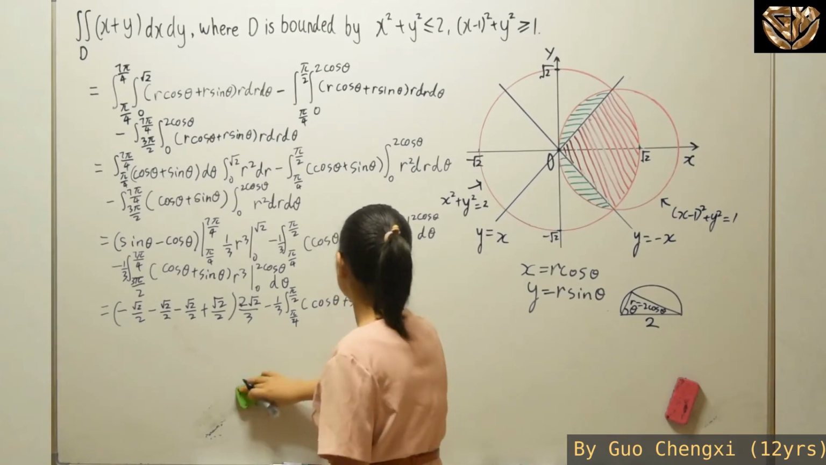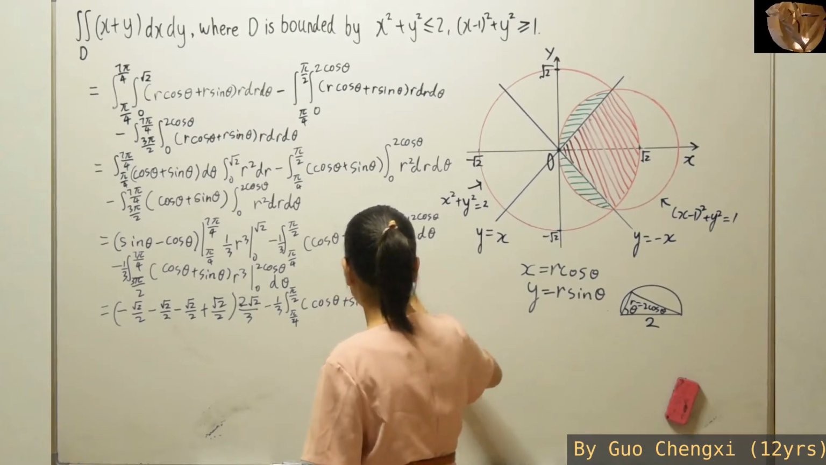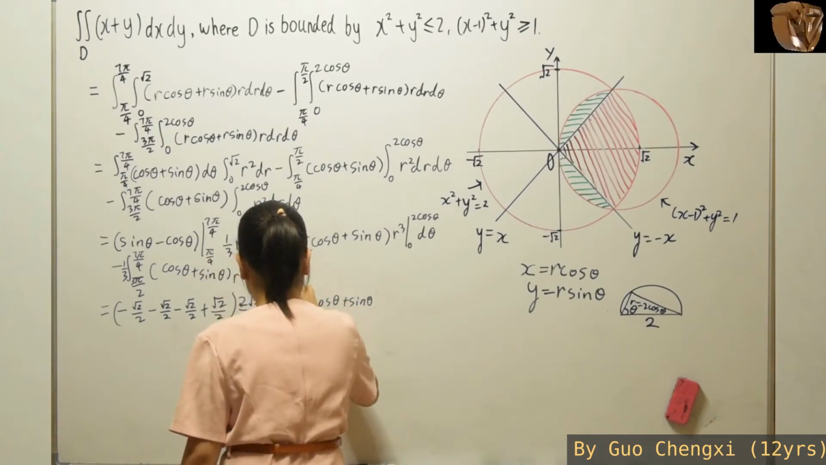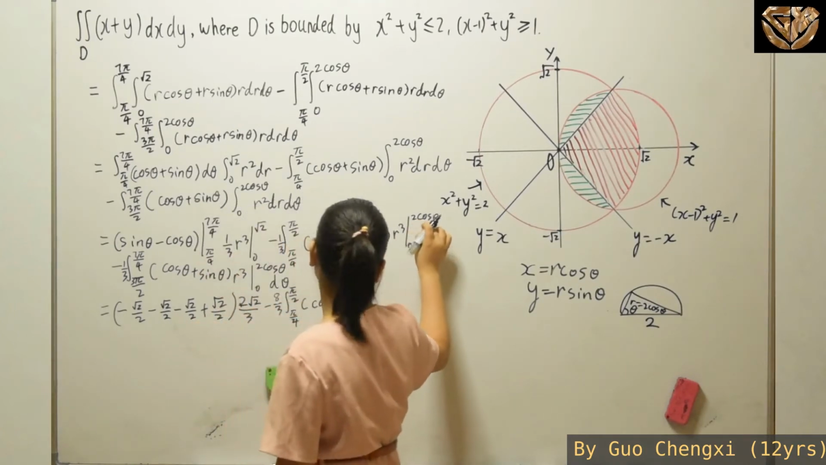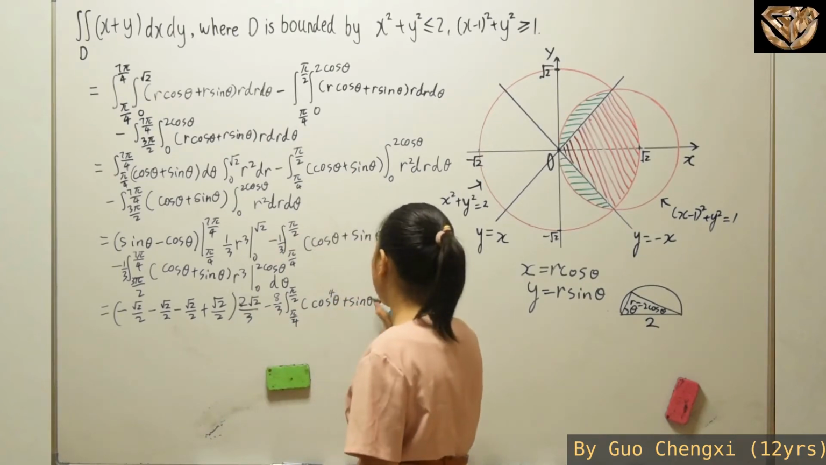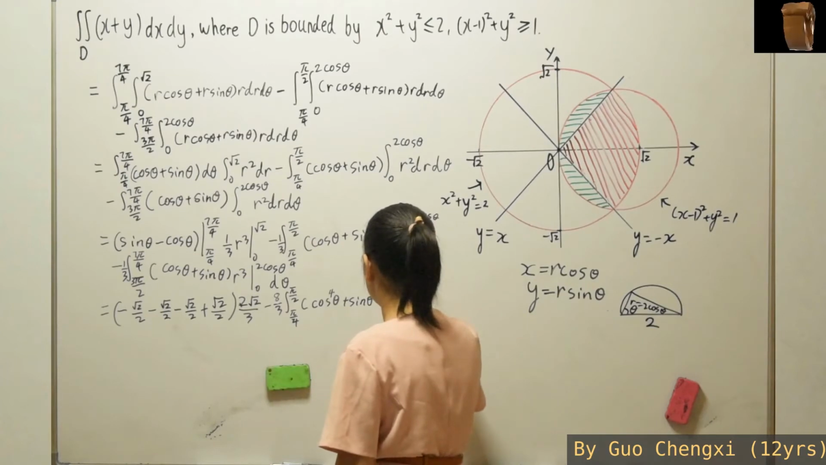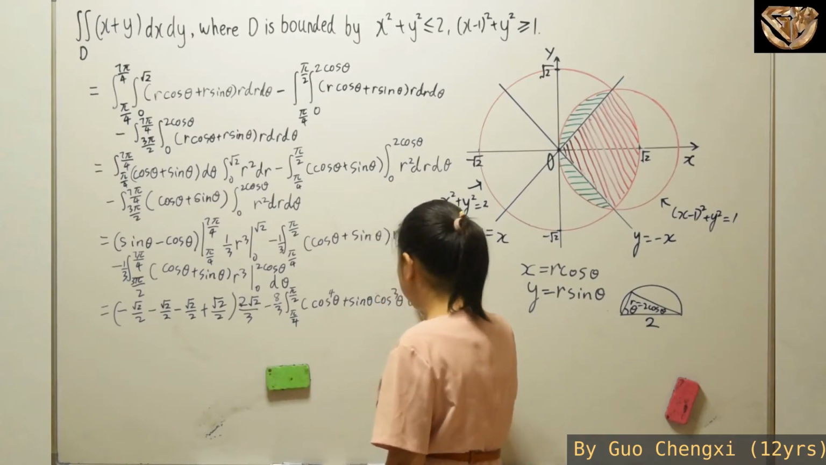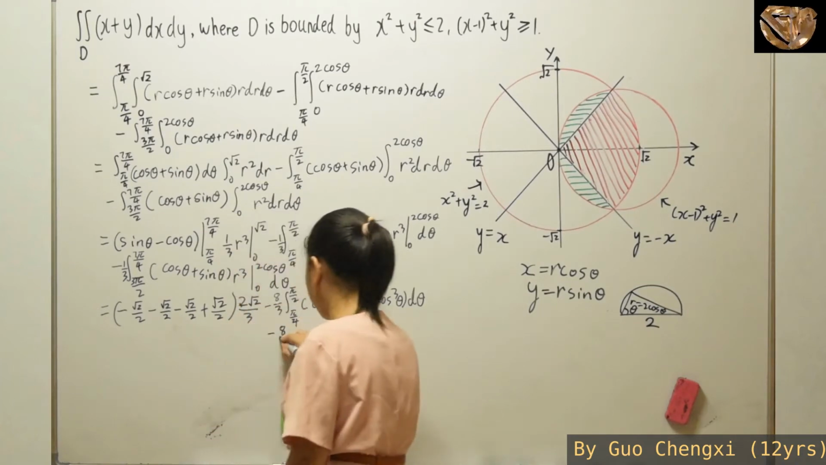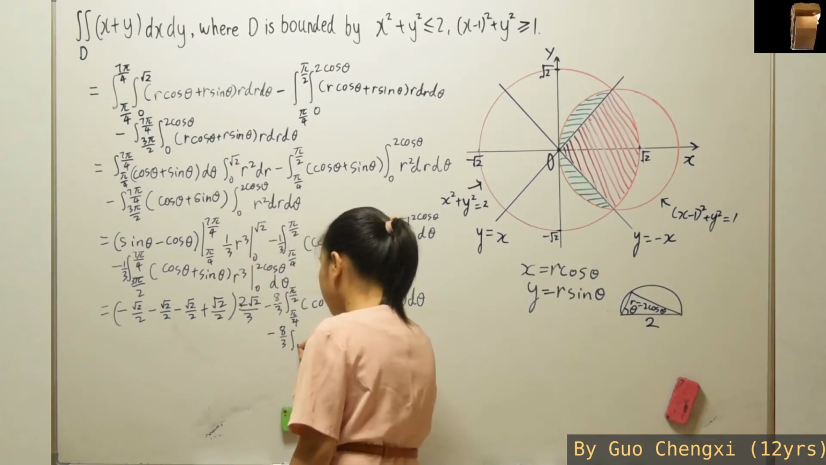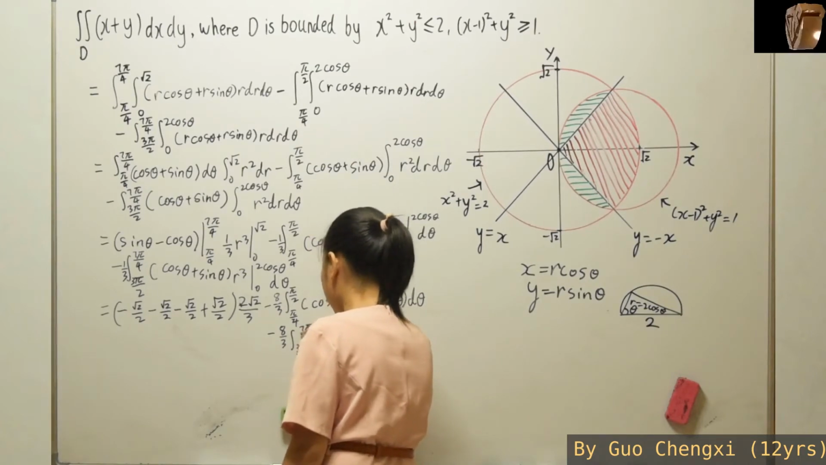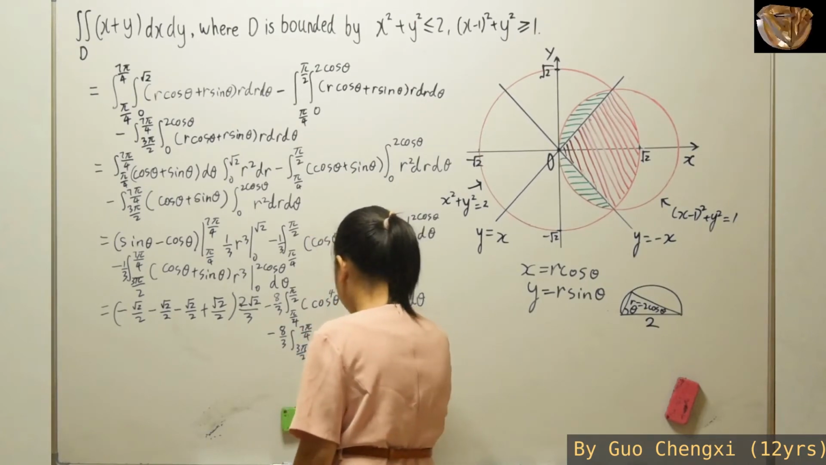when you sub this in, you have an 8 over 3 for this part, while for this cube, it will practically be to the power of 4, and then sine theta cosine cube theta d theta, and then minus 8 over 3, pi over 2, 7 pi over 4, same thing.